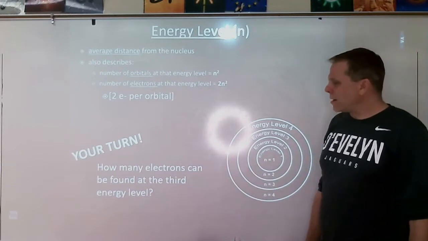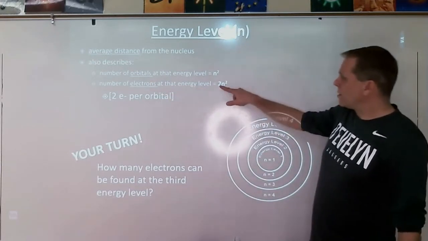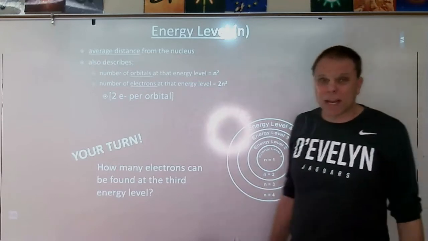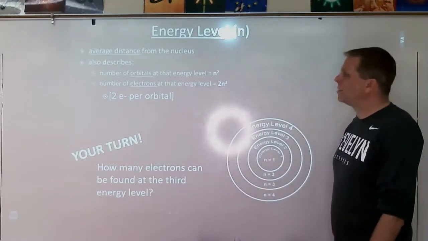How many electrons can be found at the 3rd energy level? How many electrons can be found at the 3rd energy level? 2 times 3 squared. 2 times 9 is, good job, 18. All right, here we go.